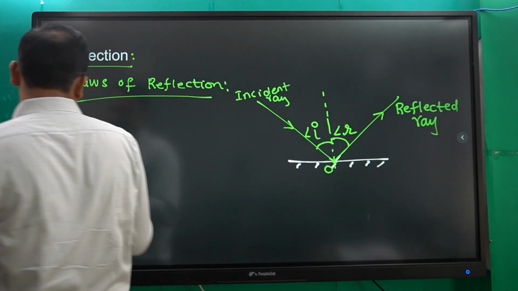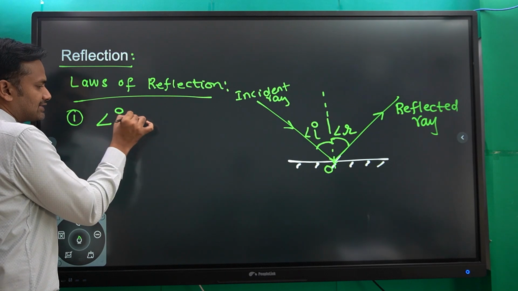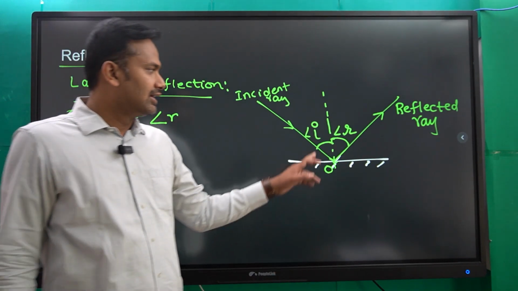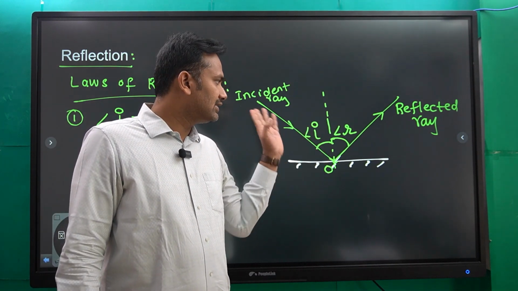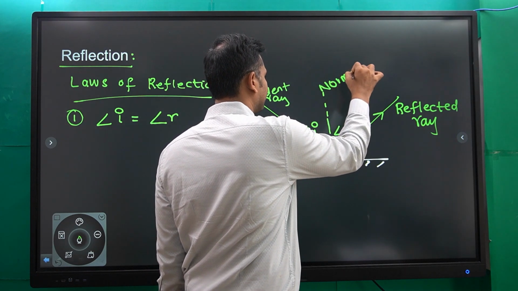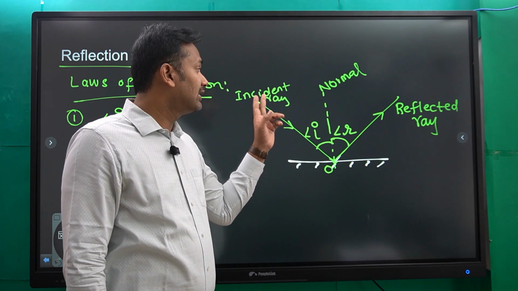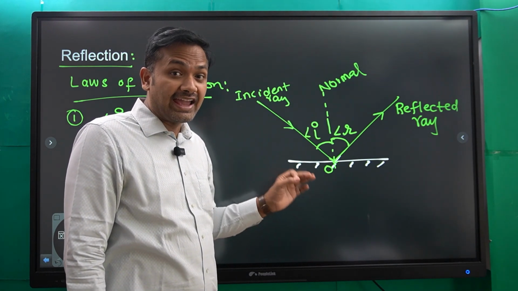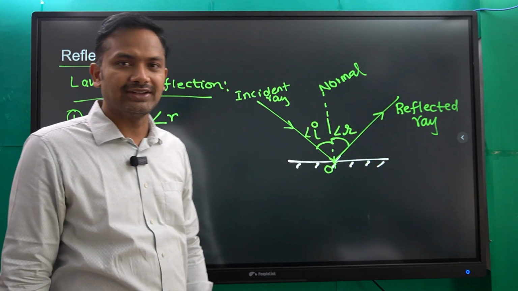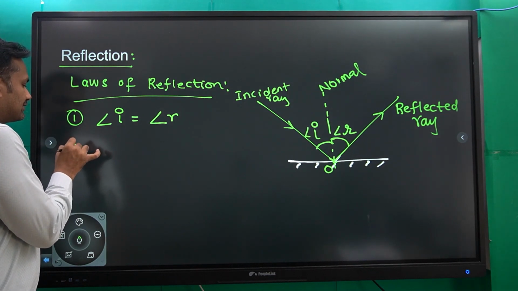This gives the first law: the angle of incidence is equal to the angle of reflection. The angle of incidence is the angle between the incident ray and the normal. The angle of reflection is the angle between the reflected ray and the normal. Right, this is the first law of reflection.